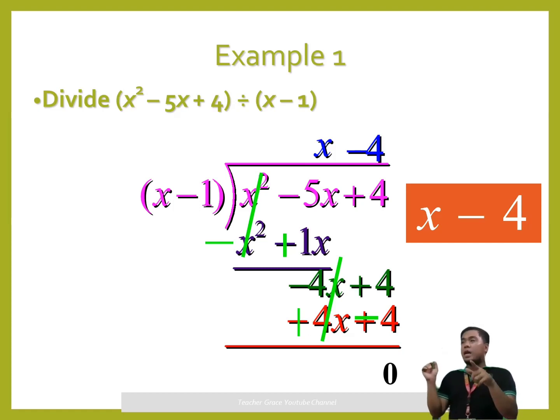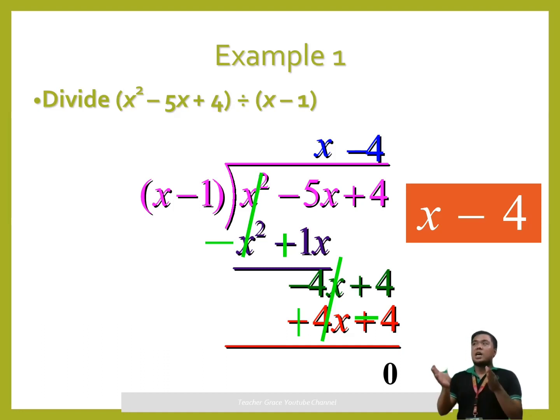So negative 4x divided by x, the answer is negative 4 dahil maka-cancel yung x. So that is, in your quotient, you write it there, minus 4 or negative 4. Then the same process again, negative 4, i-multiply mo ang negative 4 sa entire divisor. So that will become negative 4 times x is negative 4x. Negative 4 times negative 1 is positive 4.